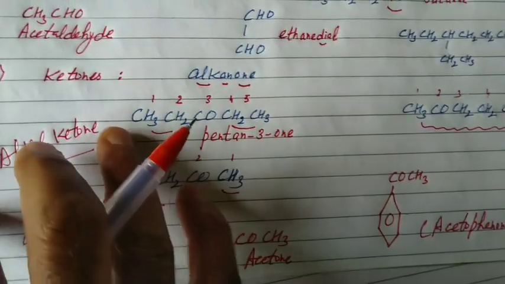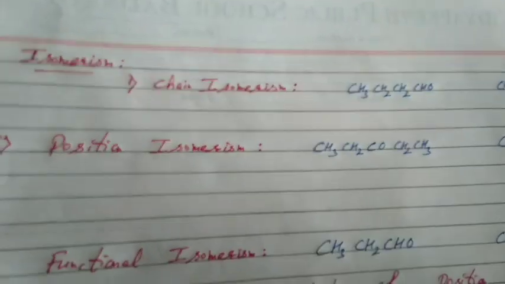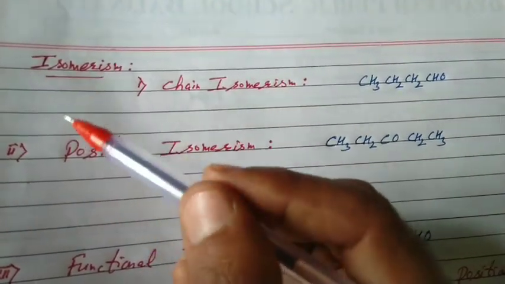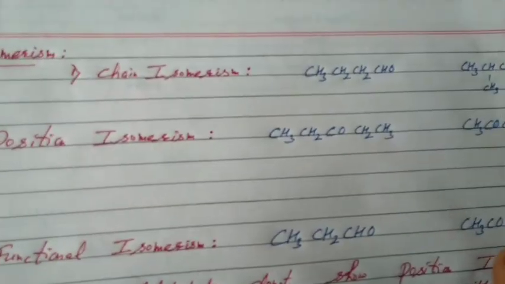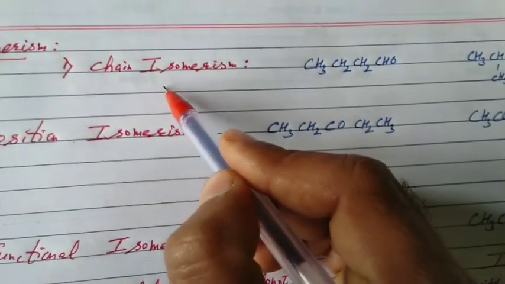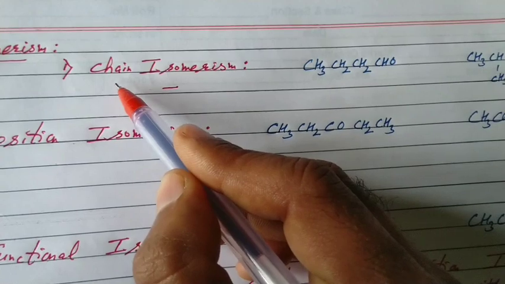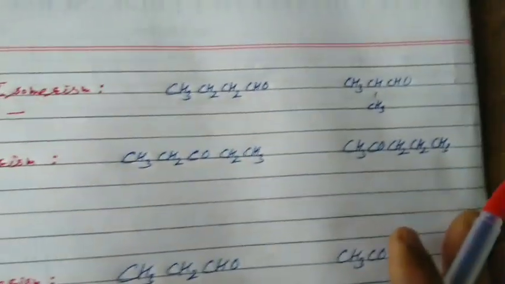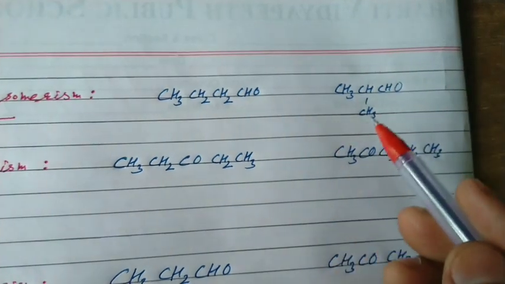After this nomenclature, next is isomerism. Already discussed: iso means same, mers means parts. Same formula, different properties. Chain isomerism means isomers differ by the nature of the carbon chain. That is the definition of chain isomerism, within the term. They differ by the nature of the carbon chain. Friends, whenever the word root changes, it is chain isomerism.